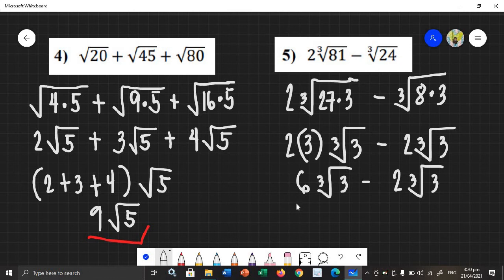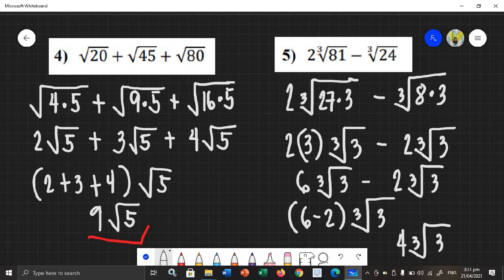Therefore, we can compute for their difference. So, we have 6 minus 2. Then, copy natin yung radicals, which is cube root of 3. So, we have 6 minus 2, that is equal to 4, cube root of 3. And this is now our difference or answer. So, we have 4 cube root of 3. So, that's it. That is how you add and subtract radicals.